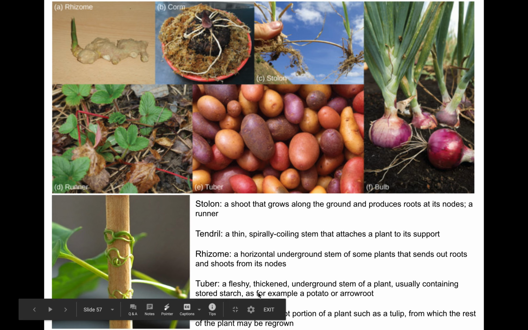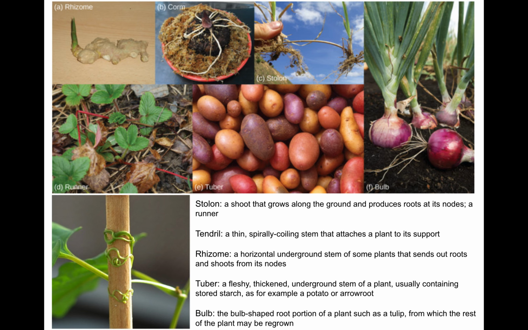You've got the tuber. All right, so tubers are fleshy, thickened underground stems of a plant. These usually contain lots of starch, so potatoes, things like that, are tubers, and also arrowroot. All right, so these are underground stems. From these, you can get lots of roots coming out. Like if you place it in water, you'll have a bunch of roots coming out of it.